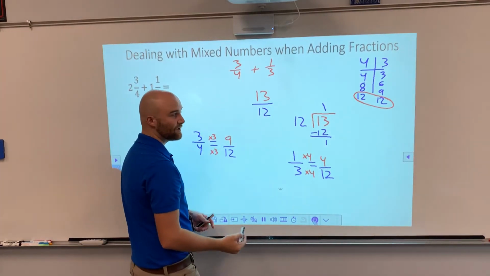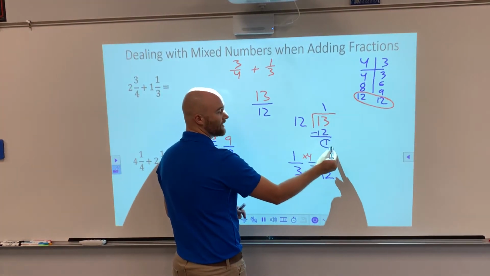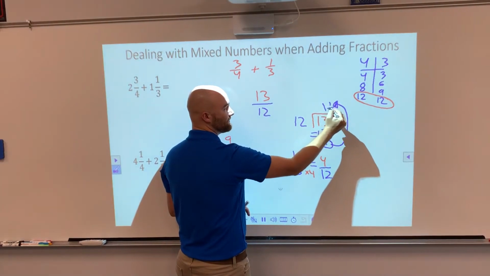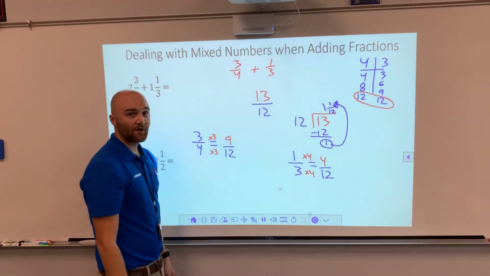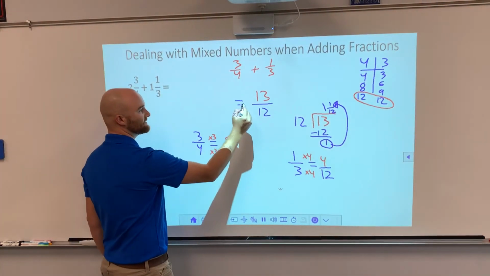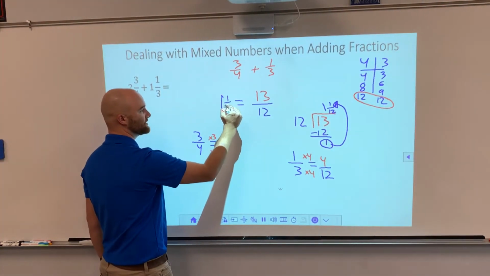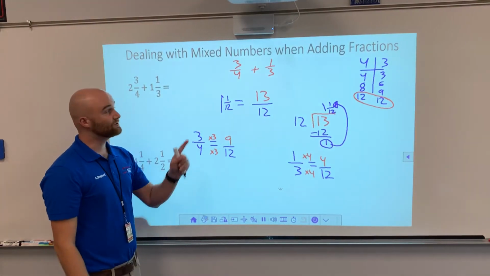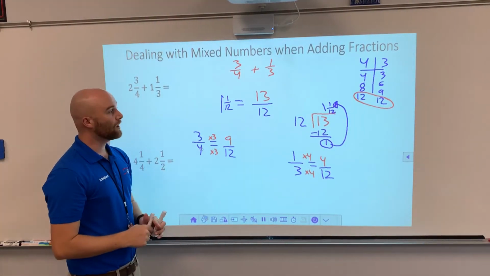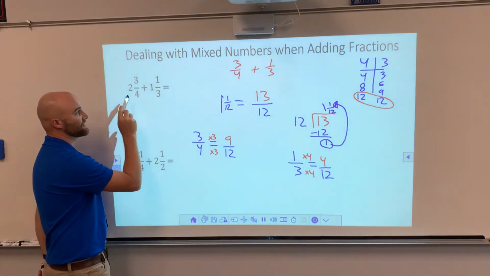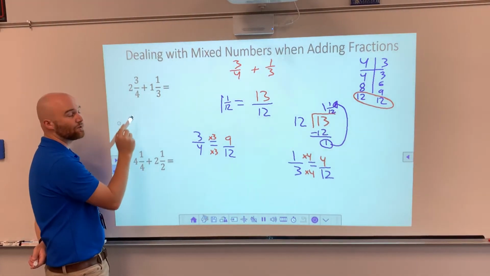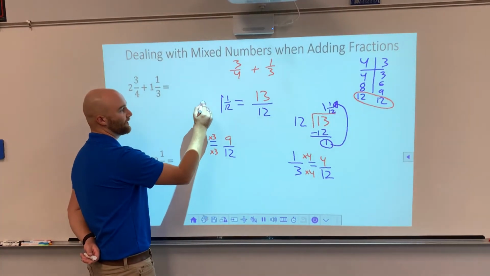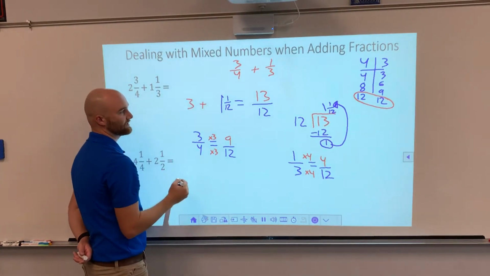This 1 that's left over is going to stay, this is the 1 that I wanted to divide by 12. So now 13/12 is the same thing as 1 1/12. Are we done? No, we're not done. We've just done the fractions. 1 1/12 is the fractions, but I still have left over these wholes. 2 plus 1 is 3. So now I've got 1 1/12 plus 3.